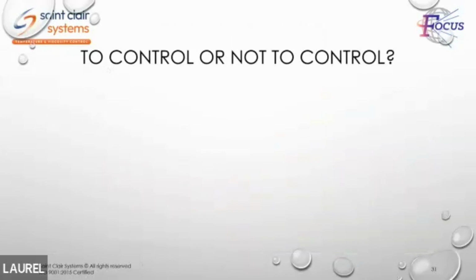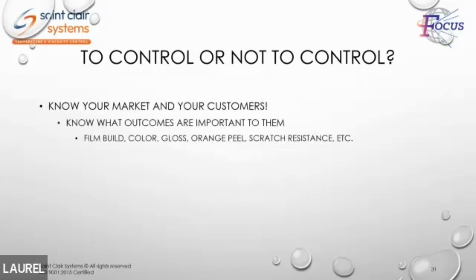And so, to control or not to control? That is the question. And it doesn't depend on your process. Everybody starts at their paint shop. Don't. Start with your customer. Understand your market and your customer. Are they keying on film build or color or gloss or orange peel or scratches or adhesion, or the list goes on? What's important to them?